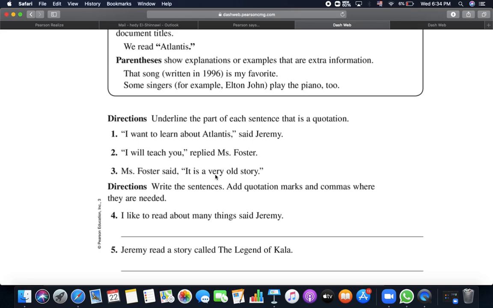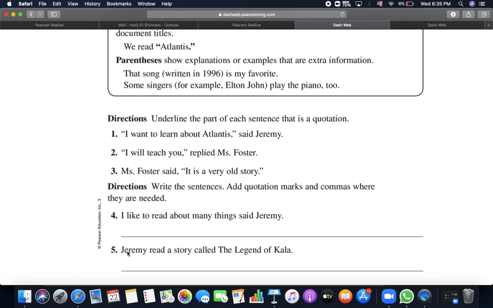Mrs. Foster said, "It's a very old story." So what did she say? It's a very old story. So I will underline the whole sentence that she said. Now questions 4 and 5, we should write the sentence and put the quotation marks and commas where they are needed. I like to read about many things, said Jeremy. So where should we put the quotations? We put it before I and till things. So I will close the quotations after things and I will start before I like.